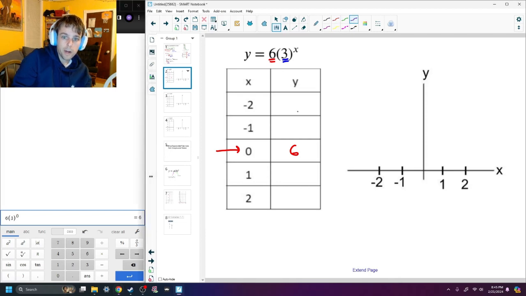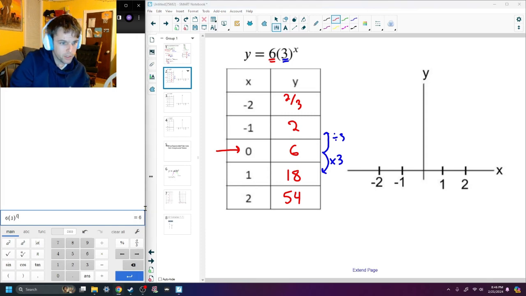And then our multiplier is how we're going to be moving forward in our table, so from 0 to 1. So we're going to be multiplying by 3. So that means that this next number here would be 18, and then multiplying by 3 again, it would be 54. If we are multiplying by 3 to move down our table, to go the other direction would be dividing by 3. Right? So 6 divided by 3 is 2. 2 divided by 3 would be 2/3.